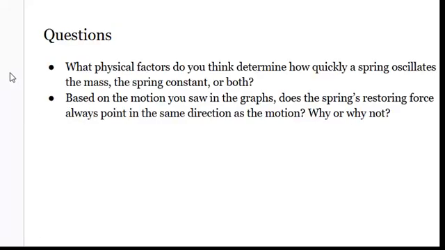So these are just some questions for the lab. The first question would be, what physical factors do you think determine how fast a spring oscillates: the mass, the spring constant, or both? And the answer would be that a stiffer spring, resulting in a larger k, oscillates faster. And then a spring with a larger mass oscillates slower.